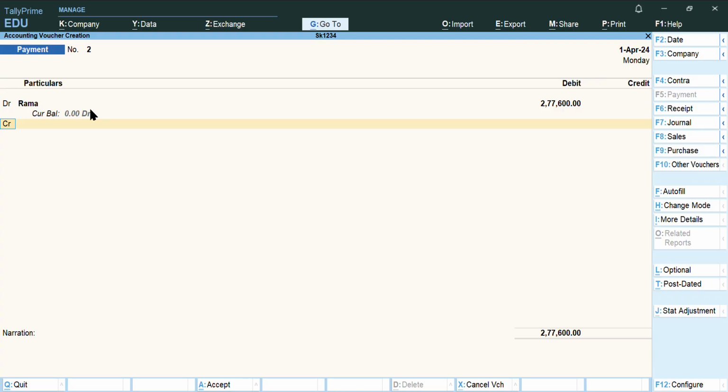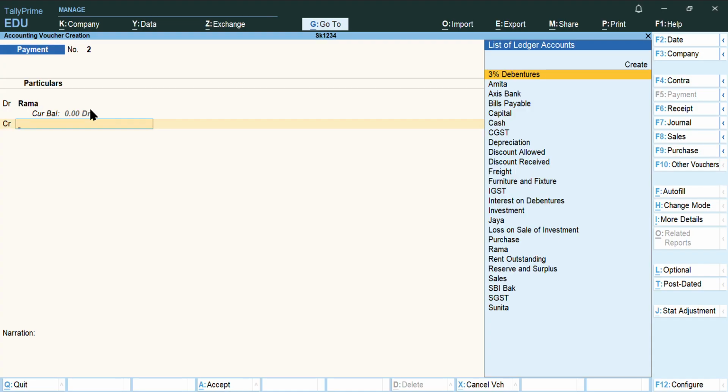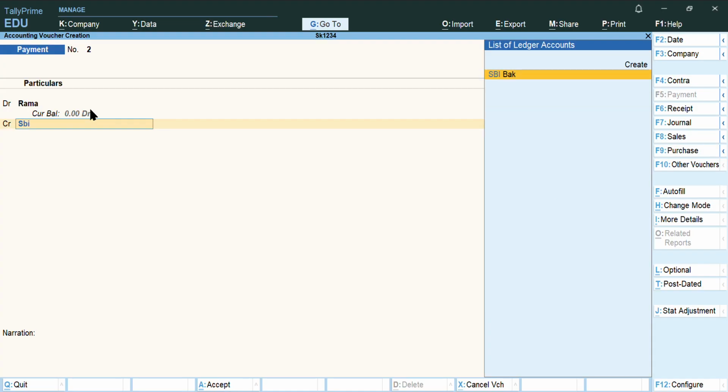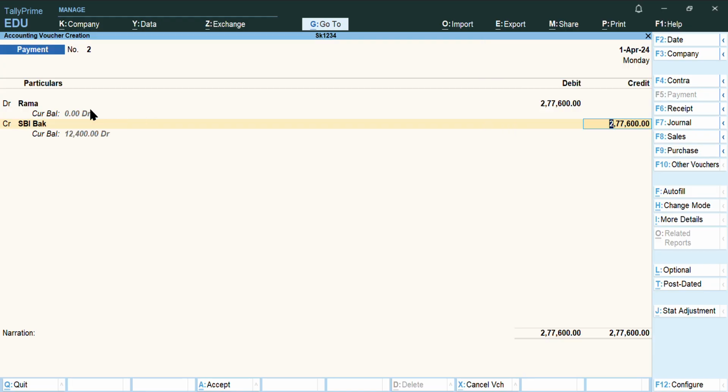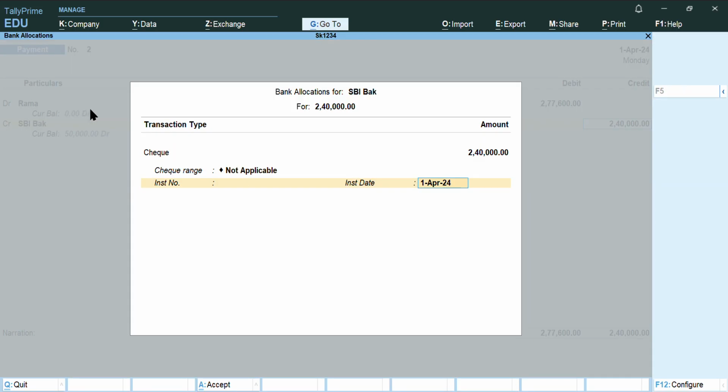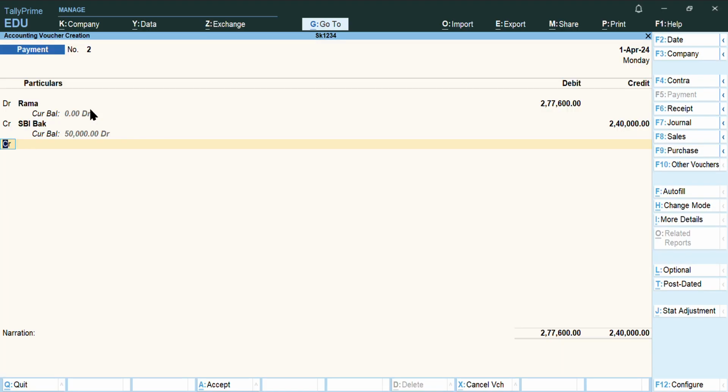Okay, now what will be credited? Rama debit to which bank? So as per the instructions, we are to use SBI Bank. But how much are we paying? We are paying 2,40,000. Okay. 2,40,000 we paid, and rest we are again to check the debit credit. So debit is 2,77,600. It was in full settlement. So once you enter this amount, its balance is zero.